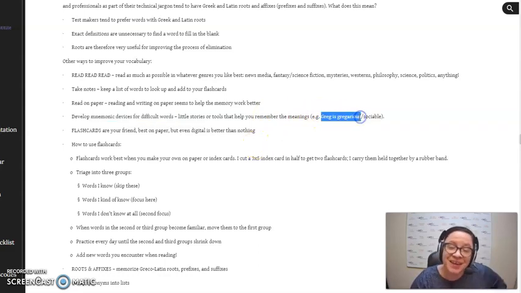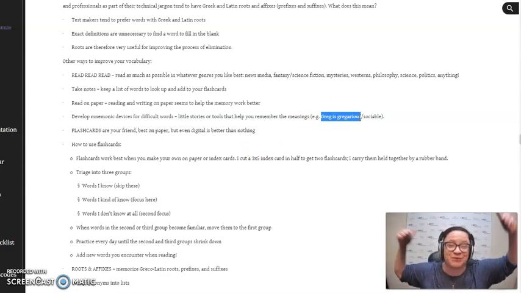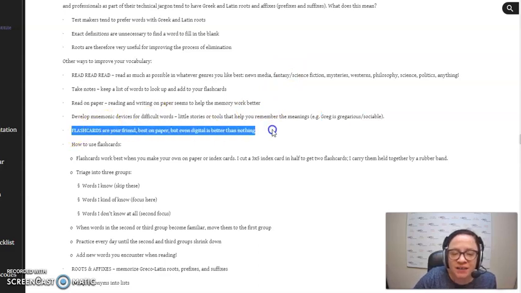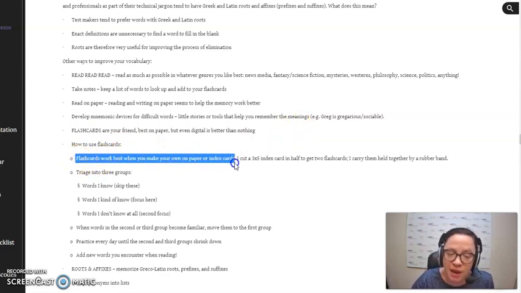Greg is gregarious. He's a sociable, friendly guy. Hi, Greg, you're gregarious. And if you say it multiple times like that, it's more likely to stick in the brain. Flashcards are your best friend. It's better on paper, but even digital flashcards are better than nothing. And they work best when you make your own.